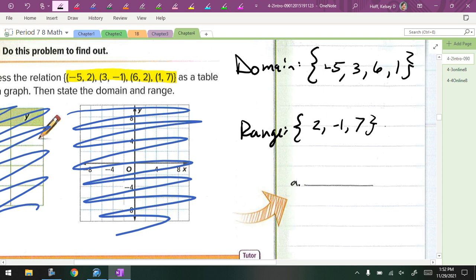Okay, 2 is listed twice here, so we don't need to list it twice here. It's okay if they don't have the same number of numbers in that set. That seems like a weird statement.